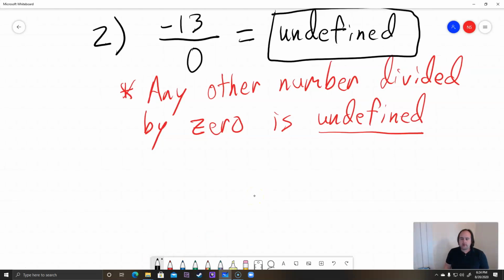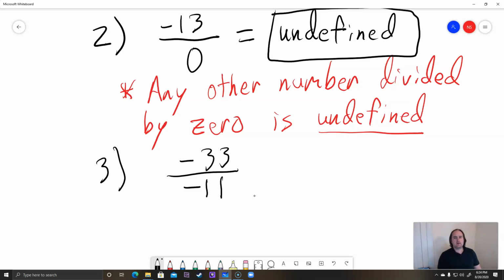Okay, so now I wanted to do some examples of problems where we're dividing, but we're not dividing by 0 and we don't have 0 in the numerator either. Okay, so example number 3. For this one, let's do negative 33 divided by negative 11. Okay, negative 33 divided by negative 11.